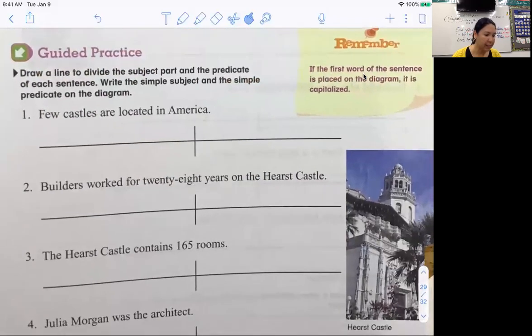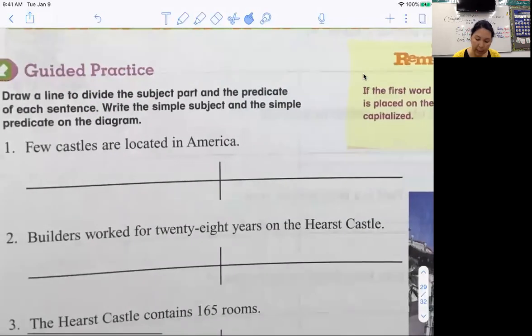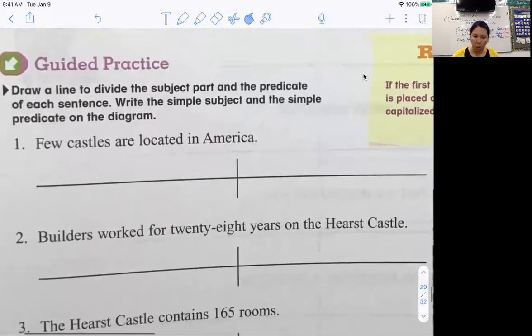And it says, draw a line to divide the subject part and the predicate part of each sentence. Write the simple subject and the simple predicate on the diagram. Okay, so this is exactly what we just finished doing together. We're just going to do it on our paper now. So let's look at our first sentence. Few castles are located in America. Okay, where am I going to draw my green line?